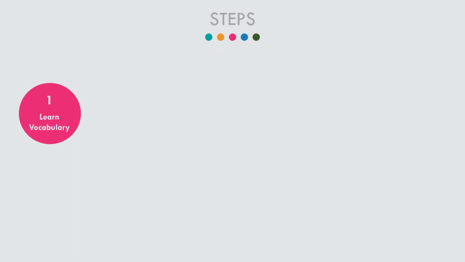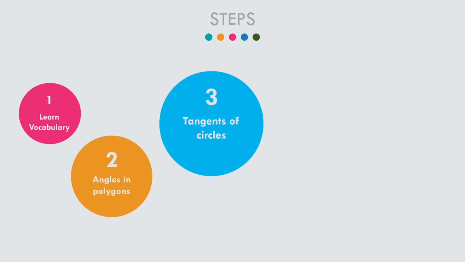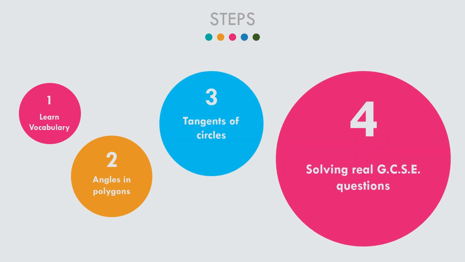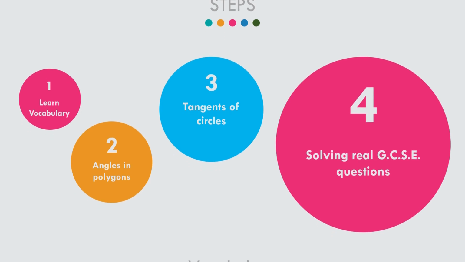Step 1. Learn the vocabulary associated with today's lesson. Step 2. Look at the angles in a polygon. Step 3. Look at the tangents of circles. Finally, Step 4. Solve real GCSE questions.